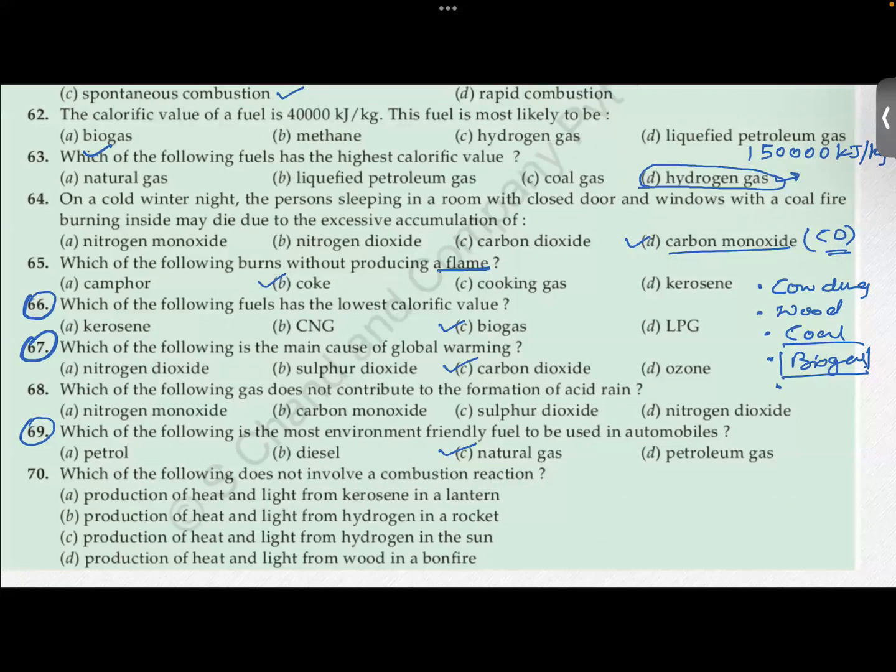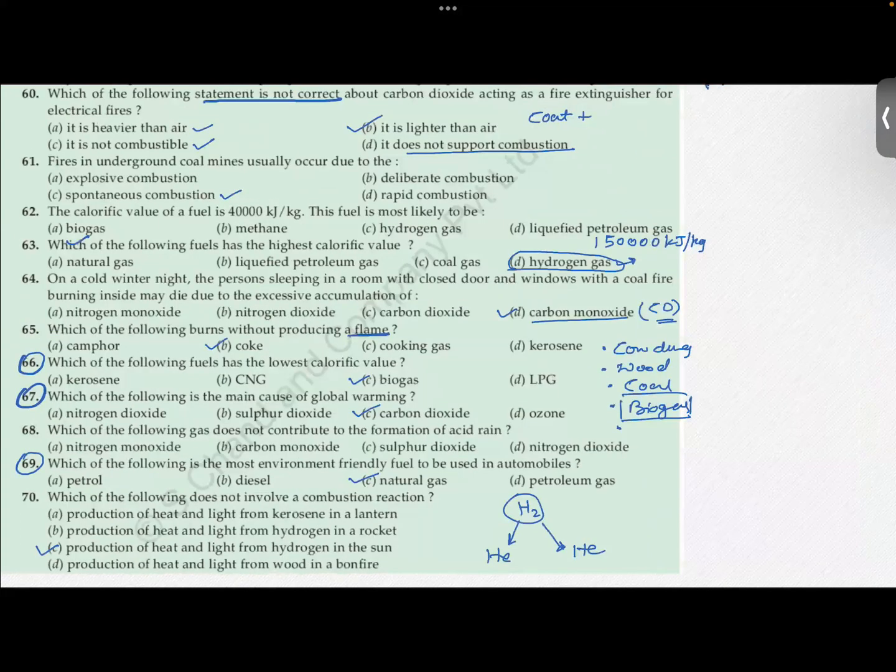Because what happens? Nuclear fission happens there. Hydrogen gets split into two helium in this one. So that is not a combustion reaction. Now let's start the topic.